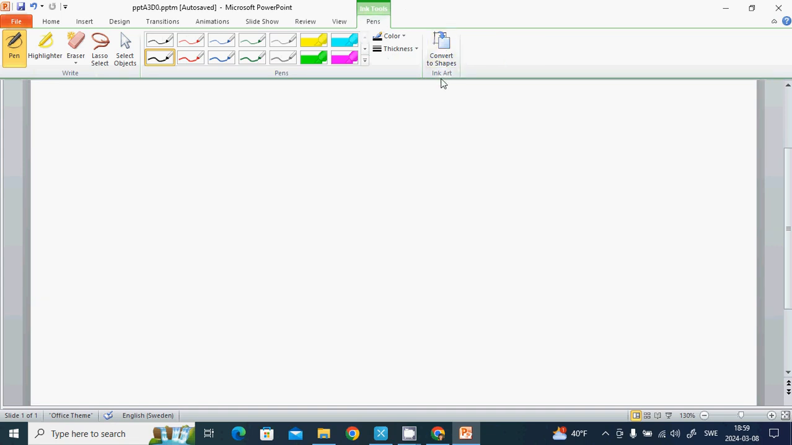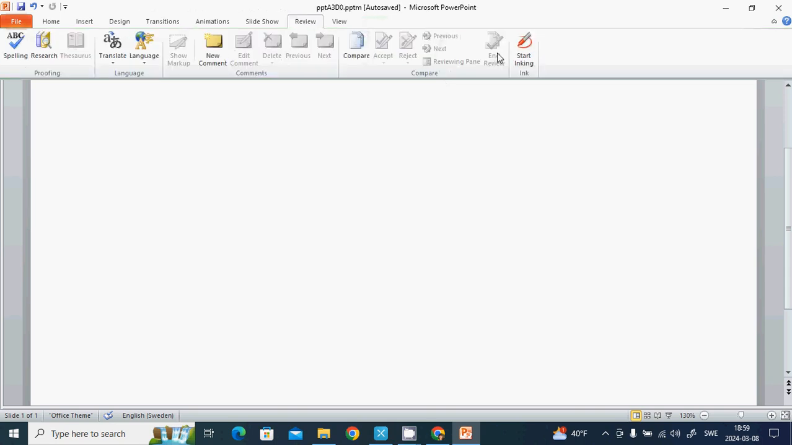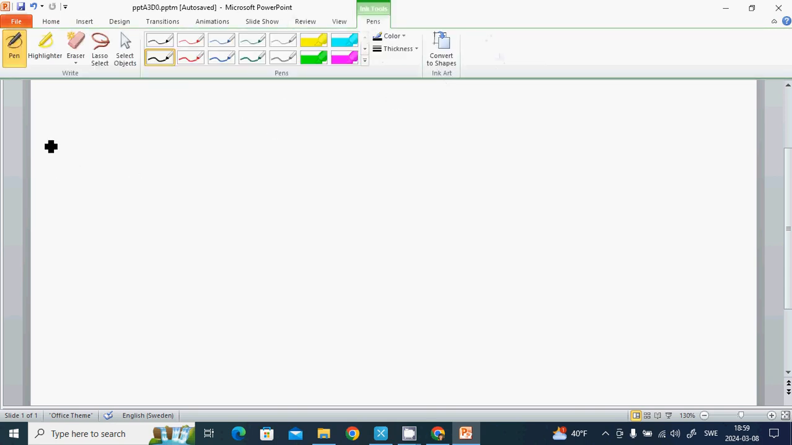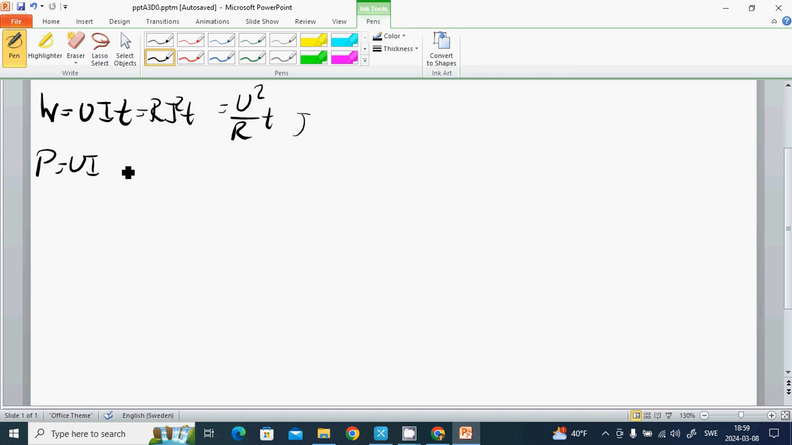Energy and effect. Resistance and Joule's law. W equals to UIT. It is RI²T, it is U² divided by R times T, it is Joule, and P effect is UI, RI², no, U² divided by R.